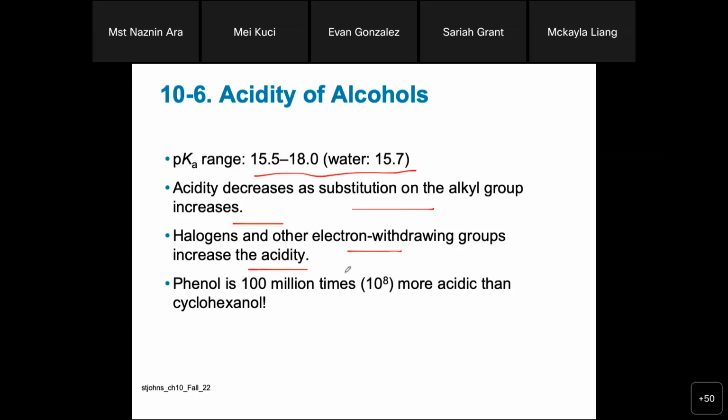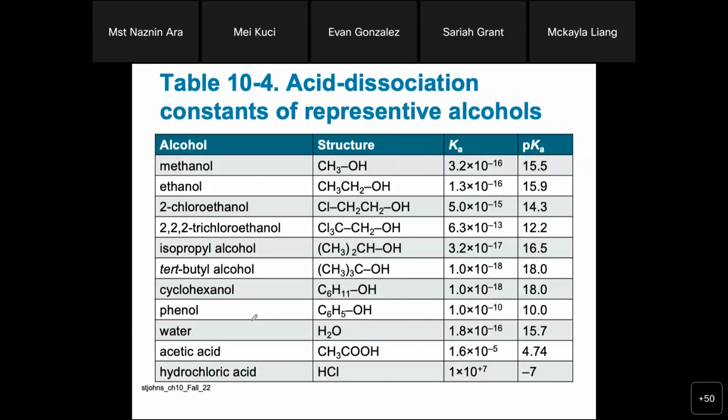Phenol is 100 million times more acidic than cyclohexanol. So phenol, you know that there is a phenyl group and then OH. But cyclohexanol is a cyclic alkane, and then you have the OH. However, due to the alkyl group, this is less acidic than phenol. So now, if we look at the structure and Ka and pKa values, we can compare the acidity.